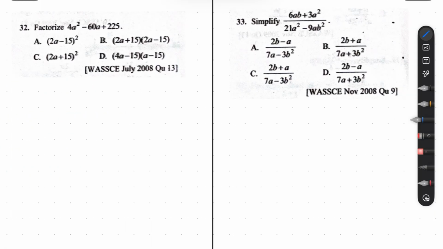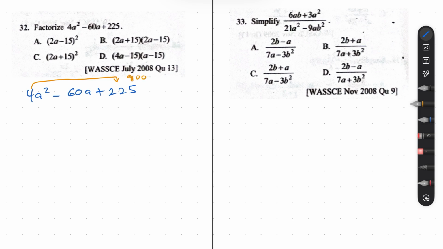This question, question number 32, says factorize 4a squared minus 60a plus 225. As usual, multiply the coefficient of the square with the constant. So let's write it down: 4a squared minus 60a plus 225. We multiply this by this. What do we have? 900.